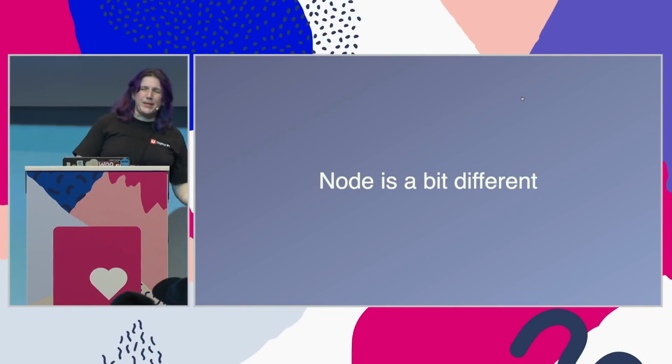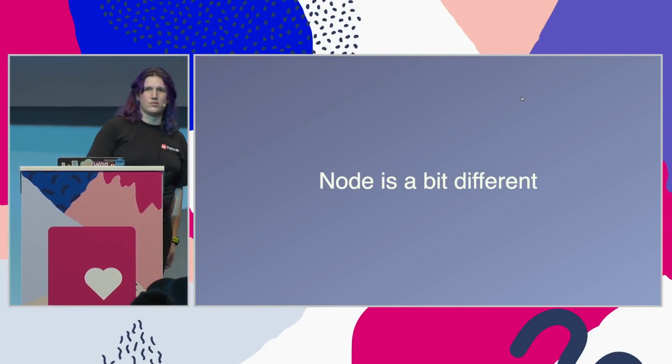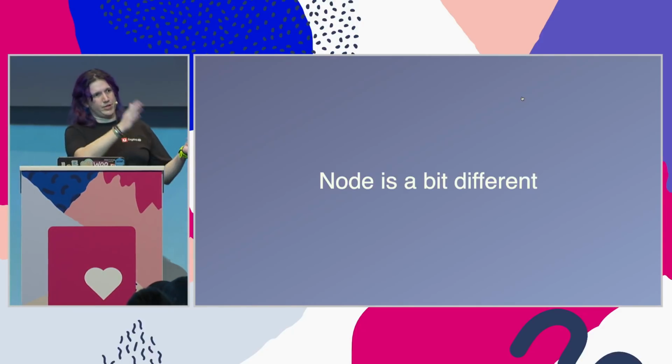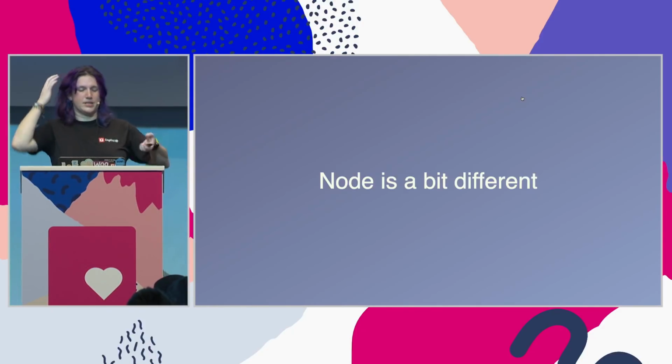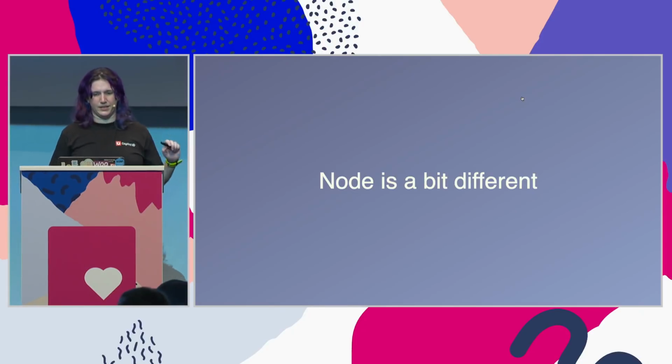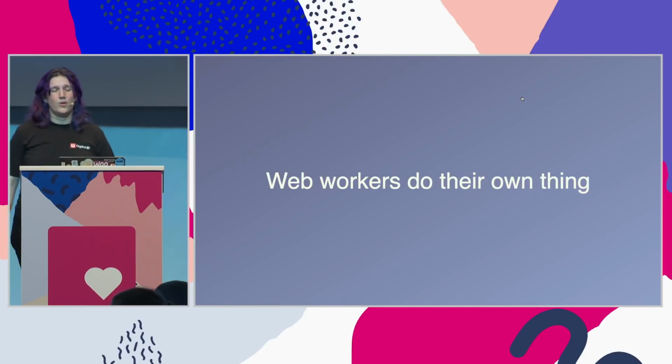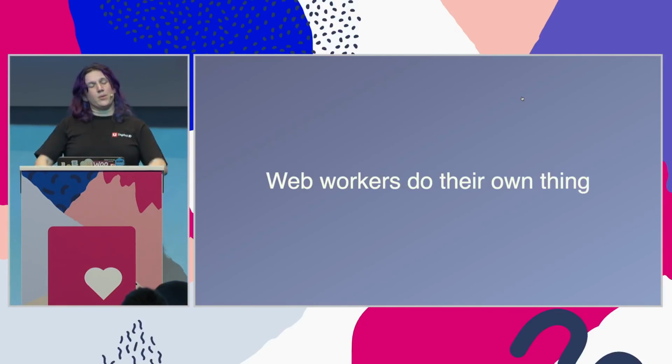Node is a bit different to the browser. It's going to run through the event loop only as long as there are things to do. It's got those 3 specific tasks, and it's got setImmediate and process.nextTick. And web workers, they do their own thing, right? They're all in their own event loop. They're completely separate from anything else that's going on.